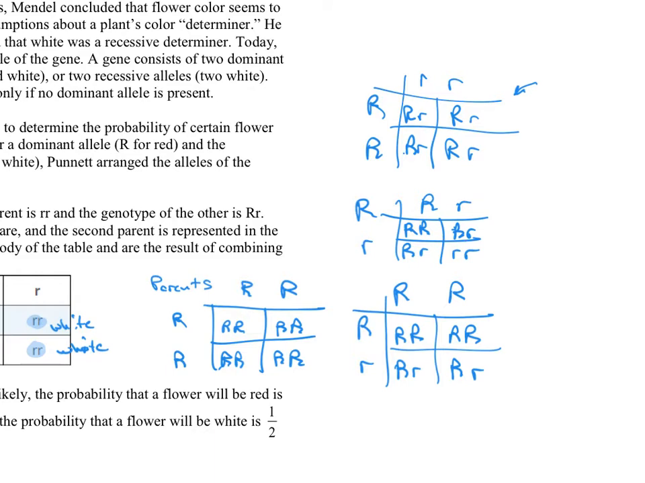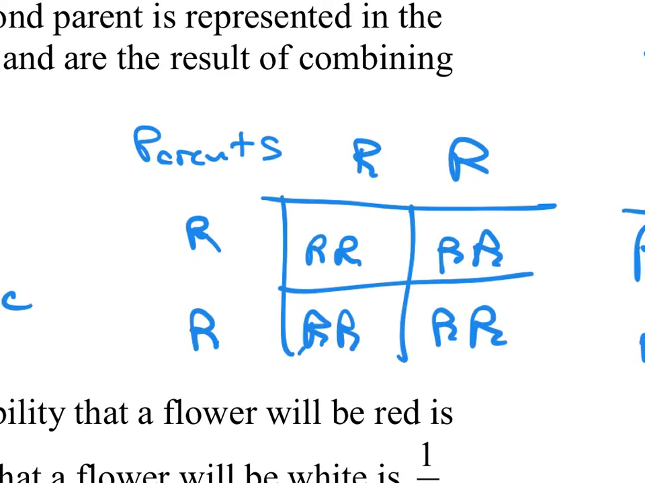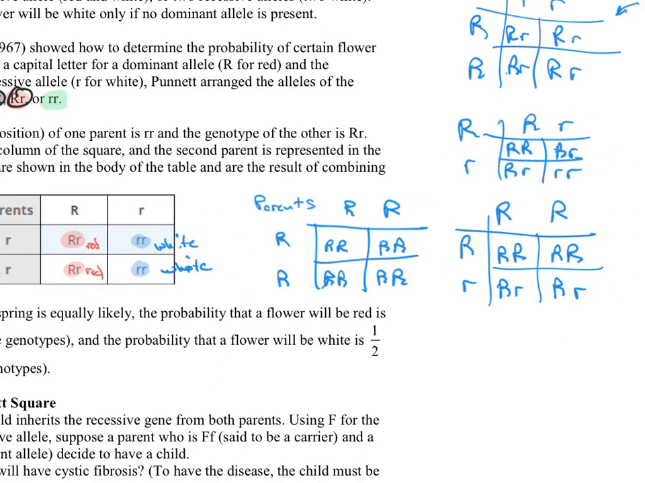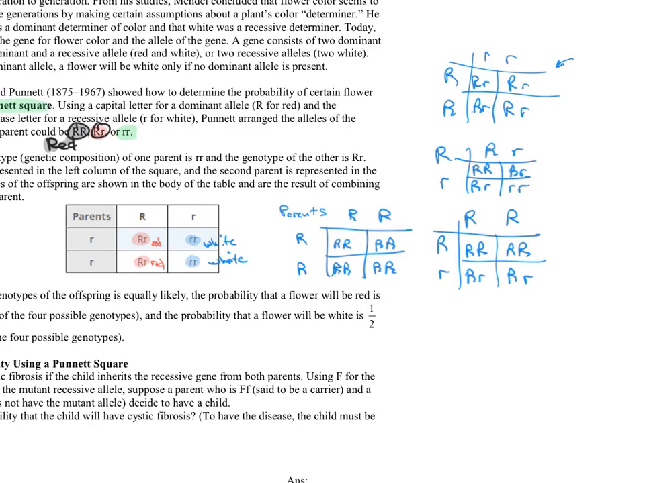And then the last case would be, what if all of them are recessive? It's very similar to the case in which both of them are dominant. All 4 babies would be recessive. So that would mean all 4 of them are white. The probability of being white would be 4 out of 4. The probability of being red would be 0 out of 4, or 0. So those are how the cases work.